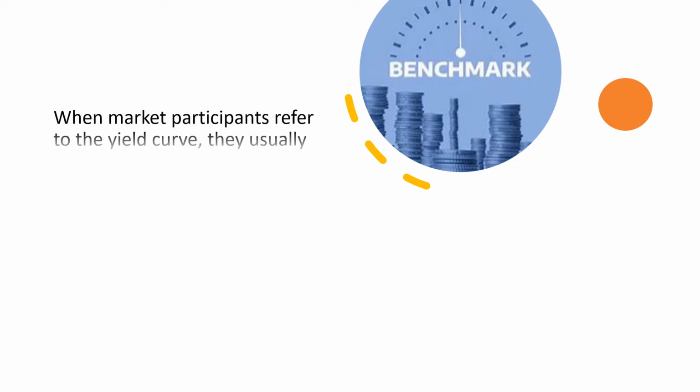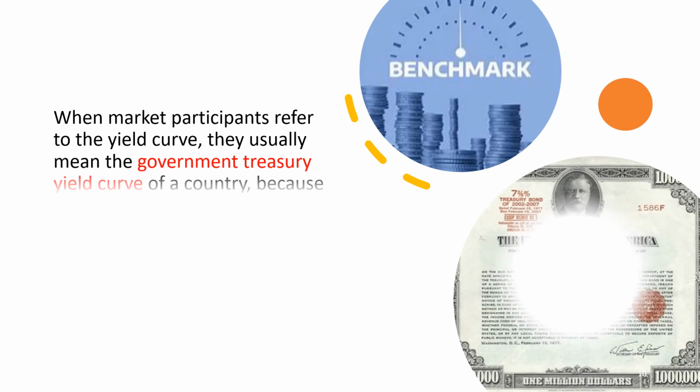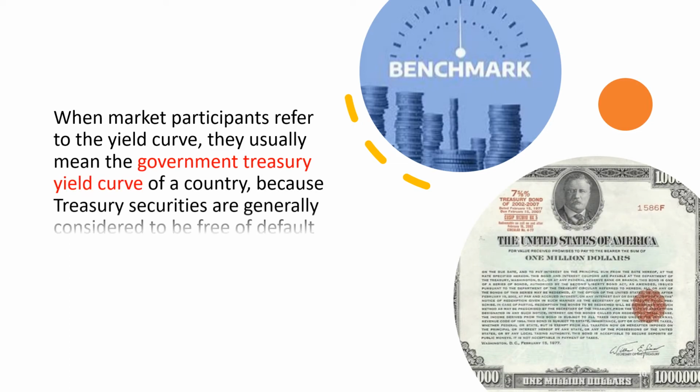Because yield is related to the price of a bond, the yield curve can be used as a benchmark for the cost of funds at various maturities. When market participants refer to the yield curve, they usually mean the government treasury yield curve of a country. Because treasury securities are generally considered to be free of default risk, the treasury yield curve serves as a benchmark for pricing bonds in other sectors of the debt market. For example, corporate debts, mortgages, bank loans, etc.